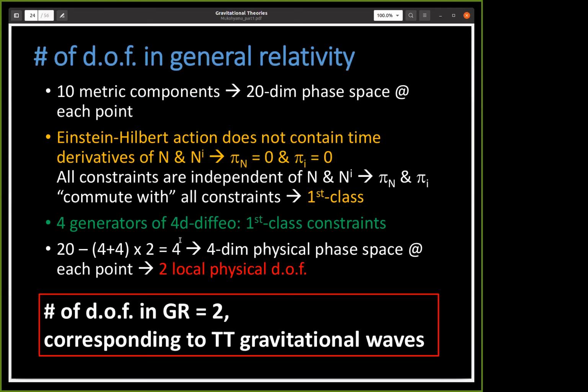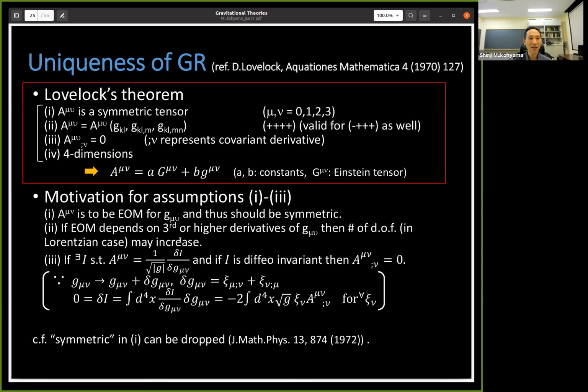Yes. Okay. So now let's talk about the uniqueness of general relativity in a more rigorous way. This is the so-called Lovelock theorem. Suppose we have some tensor A mu nu, which is supposed to be the equation of motion for the metric g mu nu. But here it is just a tensor A mu nu, and assume that this is a symmetric tensor, and this is written in terms of the metric. Sorry, this is not K ij, but g mu nu, g mu nu rho, g mu nu rho sigma.